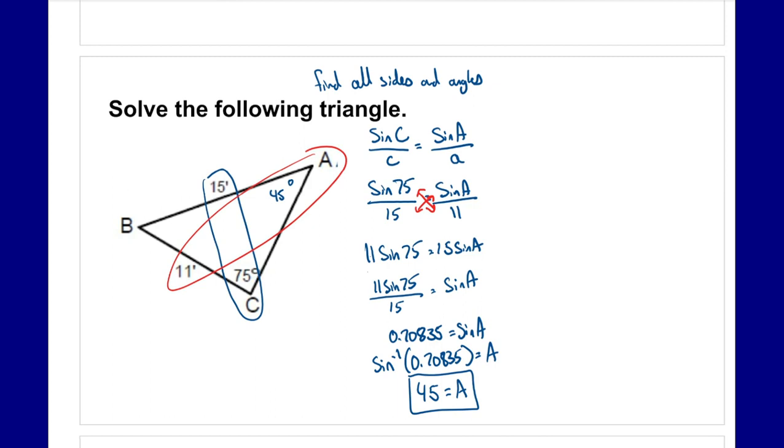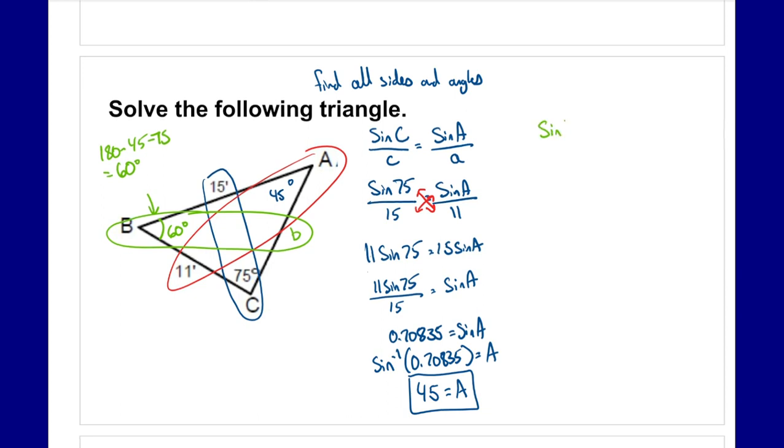So we still need to find another missing angle. We need to find B, and we need to find side length B. Angle B is easy to find now because I already know the two other angles. So I can do 180 minus 45 minus 75, which gives me an angle of 60 degrees. And now I have enough information because I have a half pair now with side B. I can go through and find that missing side.